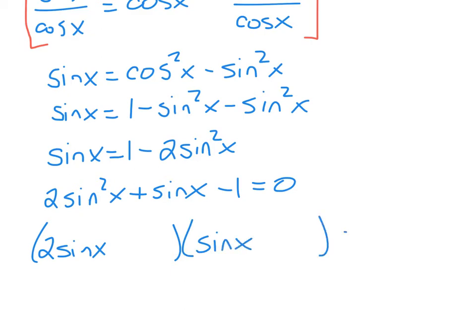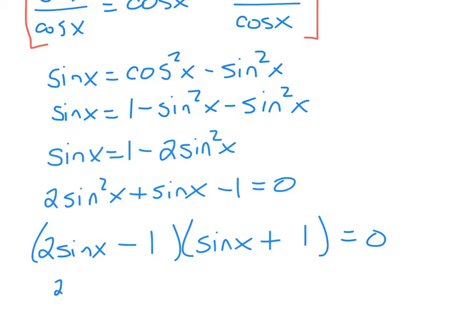Go ahead and factor it. Just be careful on your signs. Quick check of it. There's 2 sine squared, there's a positive 2 sine minus 1 sine is positive 1 sine, and then our negative 1. And we can set both of these equal to 0 now.